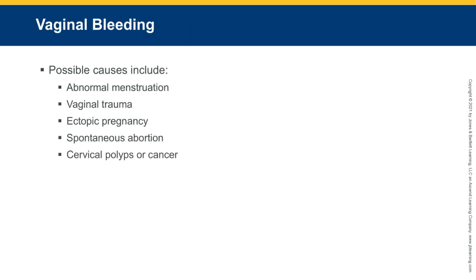Vaginal bleeding can result from a variety of causes, including abnormal menstruation, vaginal trauma, ectopic pregnancy, spontaneous abortion, cervical polyps, or cancer. Identifying the source and severity of the bleeding is critical in determining the appropriate course of action in the pre-hospital setting.